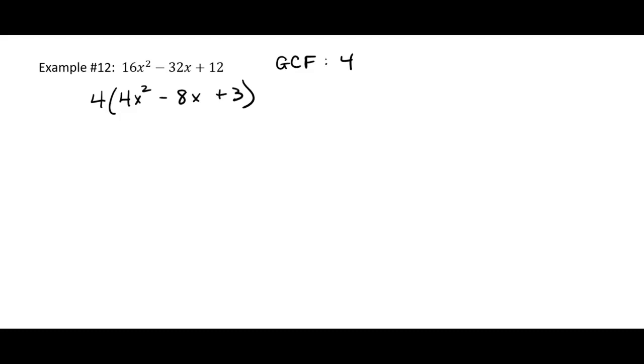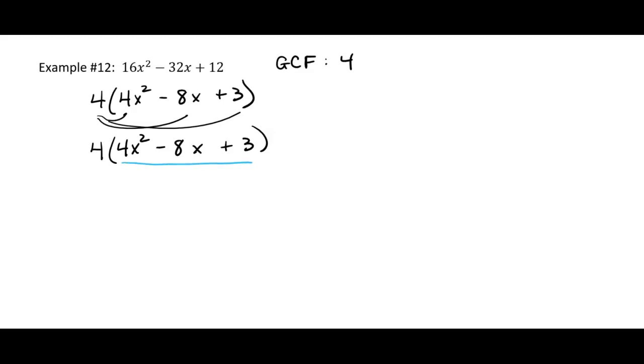Let me double check and see if I multiplied right. So 16x squared, negative 32x, positive 12. Yeah, that all looks good. Okay, now where is the 4 going to go? It's just going to hang out front, just waiting. It's part of the answer, but now what we're going to try to do is factor the trinomial inside.